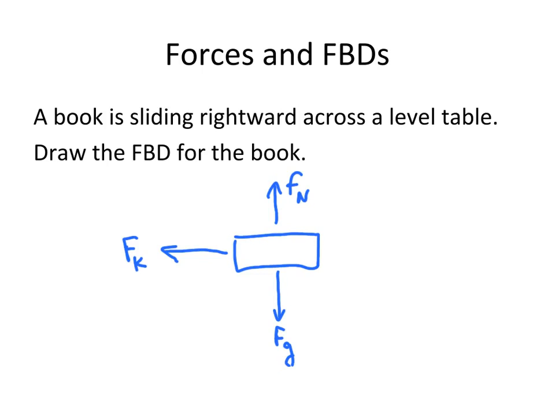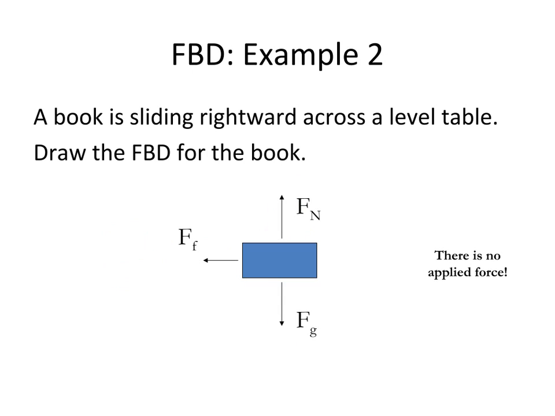So in this case, the book is moving to the right, but it must be slowing down because the net force is to the left. So we have an unbalanced force to the left. So no applied force.